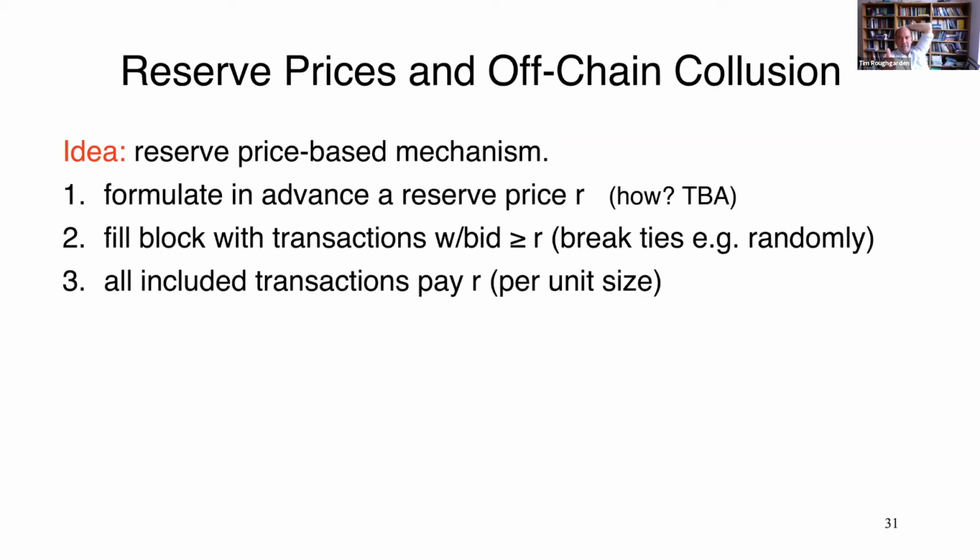To be clear, transactions bidding less than R are just ineligible for inclusion in the block. Any transaction with a bid less than R on chain would be regarded as invalid. Now, if you have lots of transactions willing to pay R, then you'd have to make some selection. Let's not worry about that for the moment. And then the payment is just going to be R. You're just going to charge everybody this one common price, and then fill up the block as much as you can with people willing to pay that price. So that's a natural idea. Reserve prices are very common in auction theory and in auction practice.